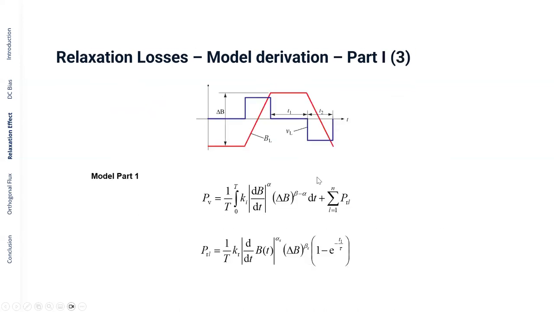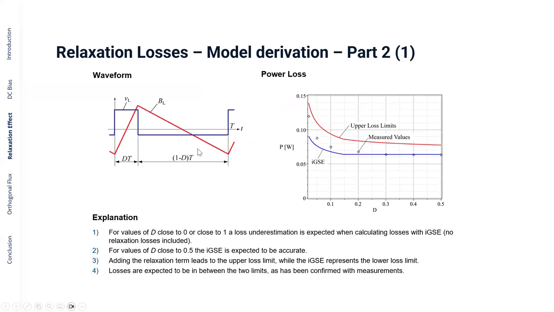Okay, but this is still not super useful because, I mean, you often have this type of waveform, but not every day, right? It's a very specific case. We wanted to generalize it. And the idea is to be able to consider relaxation losses also in triangular waveforms, which are much more typical in power electronics.